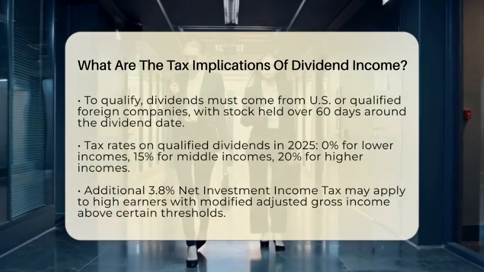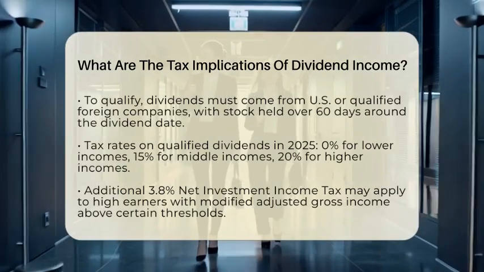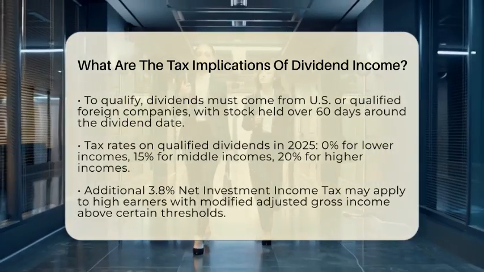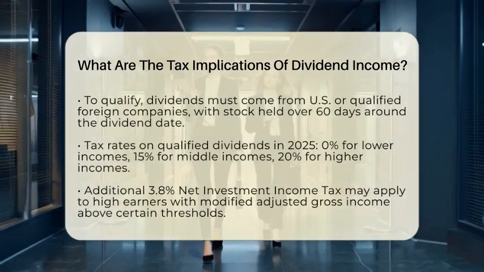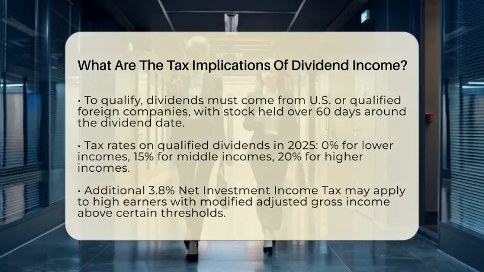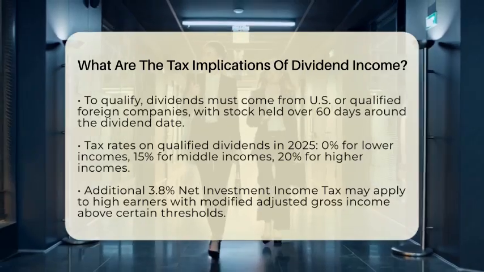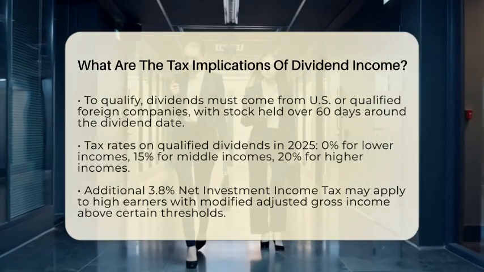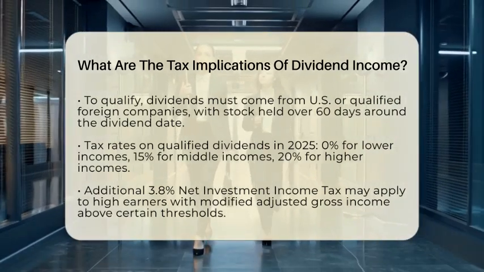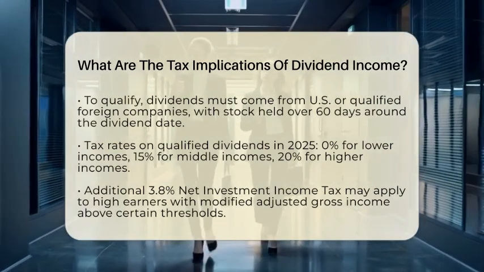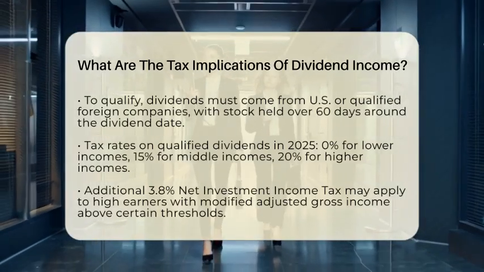The tax rates on qualified dividends for the year 2025 are 0% if your taxable income is below $48,350 for single filers or $96,700 for married couples filing jointly. If your income is higher but below certain limits, the rate is 15%. For incomes above the higher thresholds, the rate jumps to 20%.